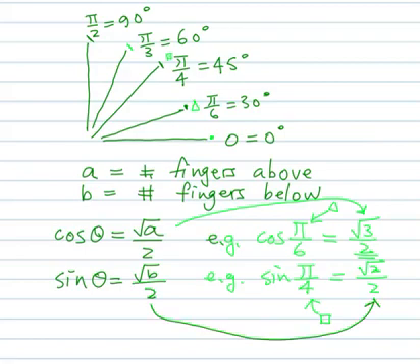I'll give you two examples. For example, we want to find the value of cosine of pi sixth. Pi sixth, I use a triangle to represent it. If we are finding cosine, we find the number of fingers above. We count the number of fingers above: 1, 2, 3. Plug in, replacing A. We have root 3 over 2.